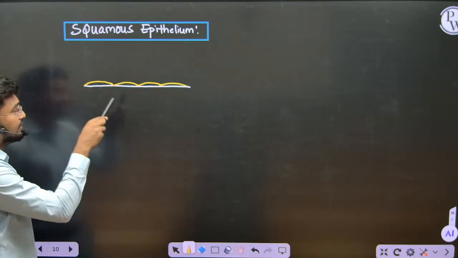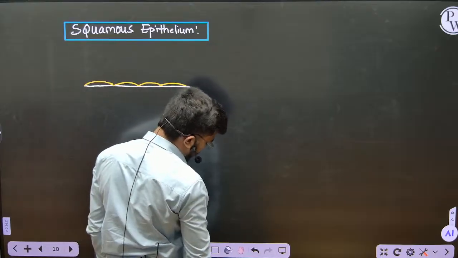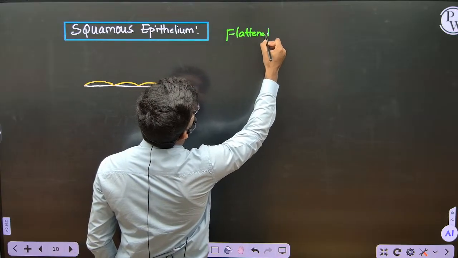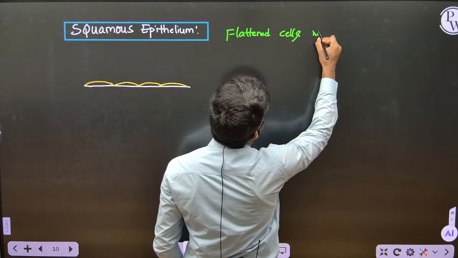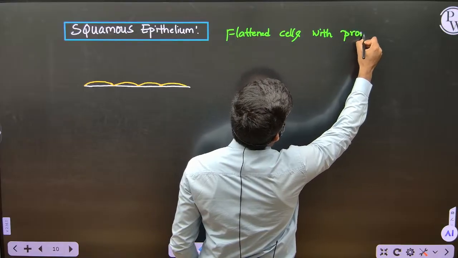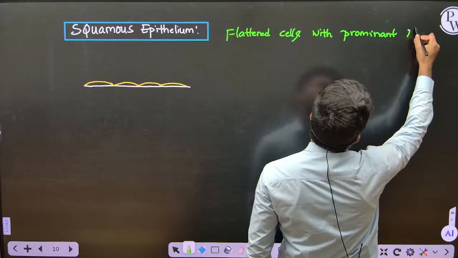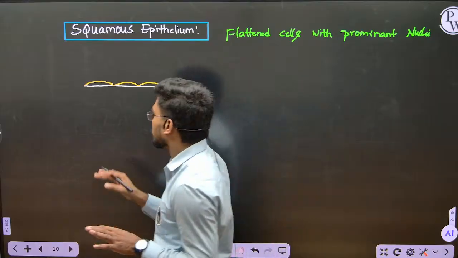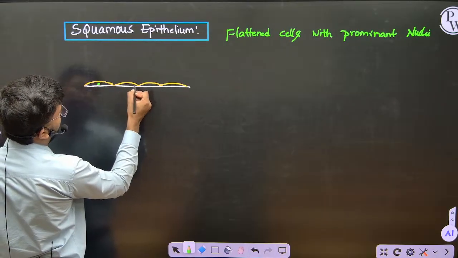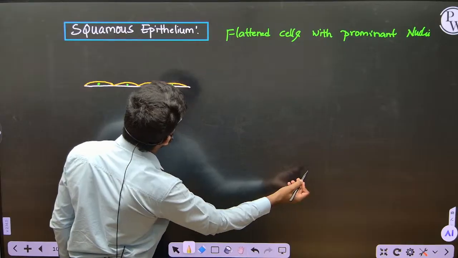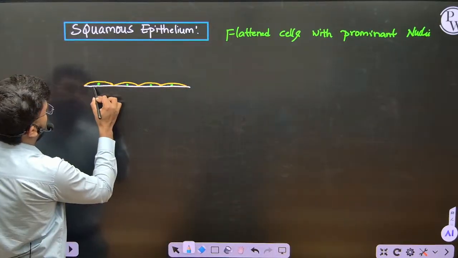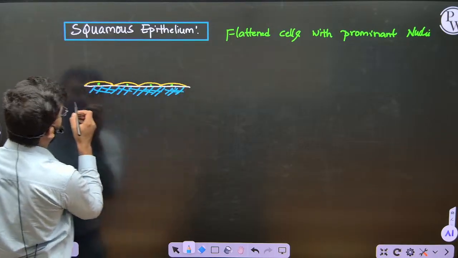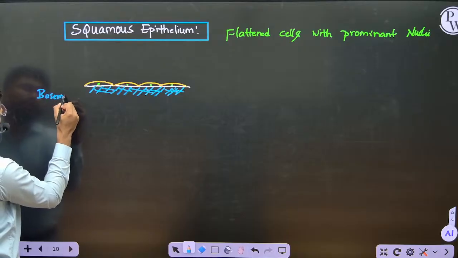These cells are flattened. So in the examination, they will describe this as flattened cells with prominent nuclei. Meaning, if you observe under a microscope, the nucleus is clearly visible. So this is how the cell and tissue look. Obviously, what is common in every epithelial tissue? Basement membrane is present. This is how a squamous epithelial tissue will appear. This membrane is called basement membrane.